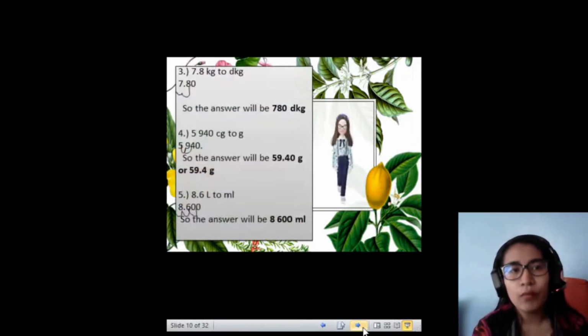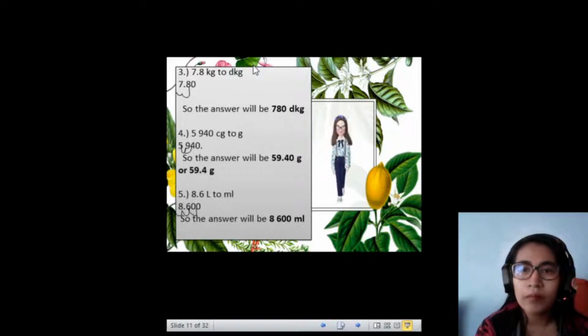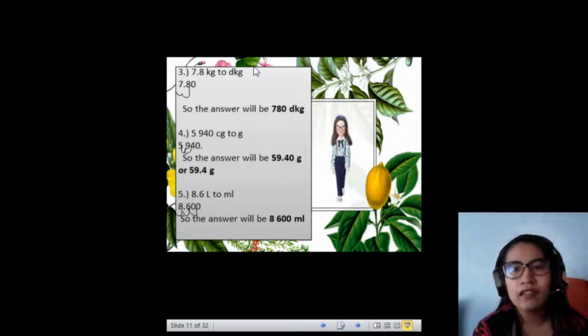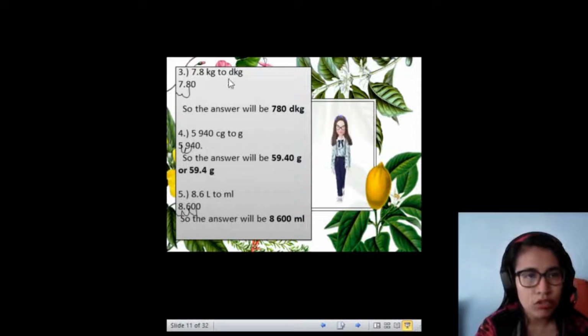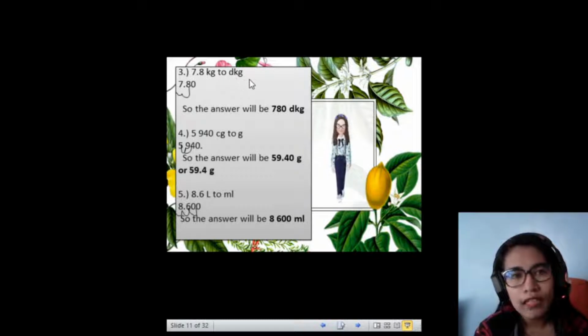And for the last example, 7.8 kilogram to decagram. By the way, our decagram or the decameter, decaliter can be used as DAM, but this time I use DKG. It's the same, because some books use K, some books use A. Okay, we have 7.8 kilogram to decagram.